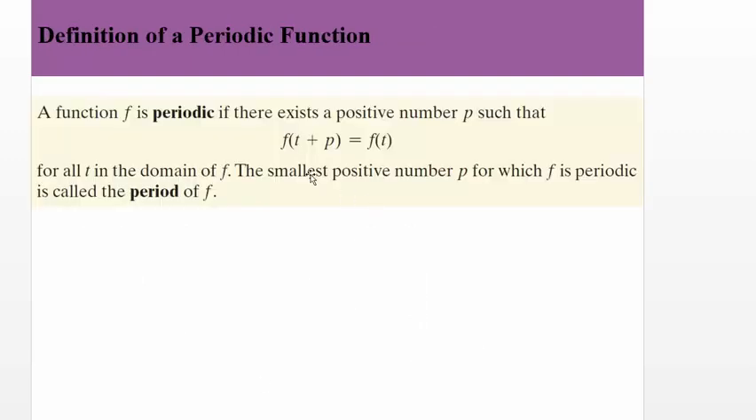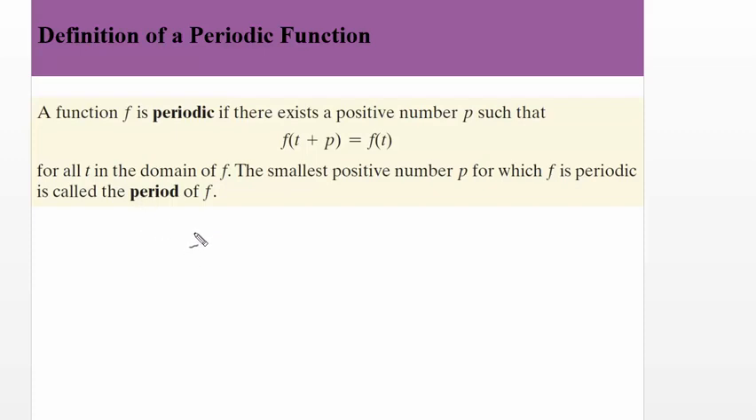All right, now the next thing we want to look at is the definition of a periodic function. And this is saying a function f is periodic if there exists a positive number p such that f of t plus p equals f of t for all t in the domain of f. The smallest positive number p for which f is periodic is called the period of f. So if we were to think of some angles here, I think you would see that this makes perfect sense on the things we've been discussing so far, this periodic nature of trig functions.